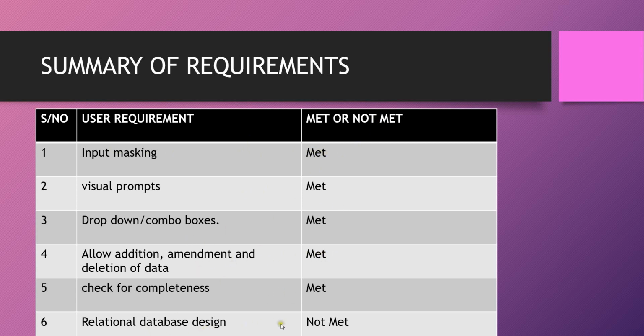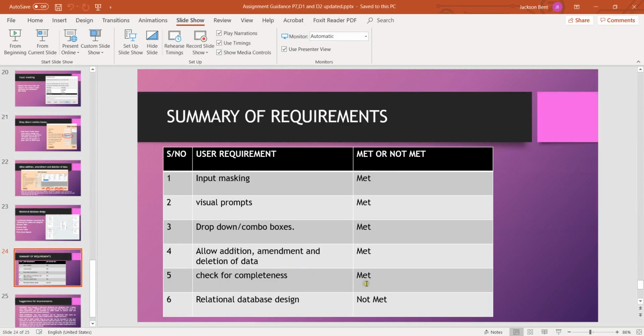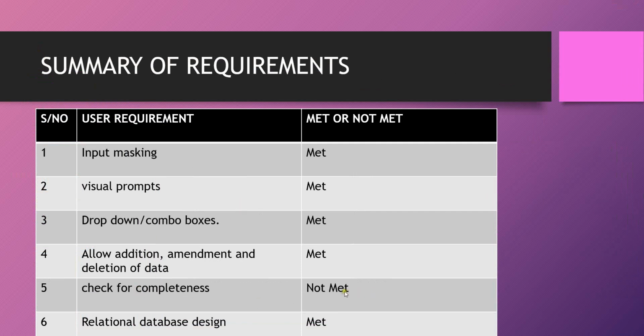Now relational database, sorry, I was supposed to put met. This was met. It was checked for completeness that wasn't met. I will just edit that right now so that there is no confusion. Now we didn't need to use this because we had already applied some other forms of rules, and in some cases some things were so simple that we just said for this particular task we don't need to apply it. So check for completeness, it wasn't met. It was one of the requirements on the assignment brief, but it wasn't met, but no problem. Relational database design was met, and that is all for your summary of requirements.